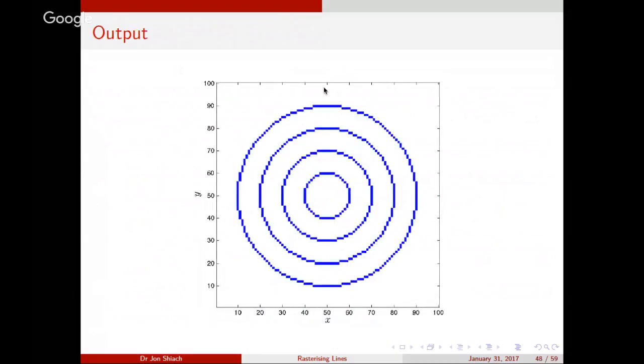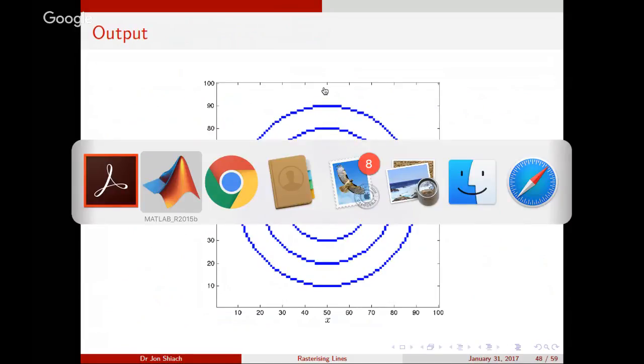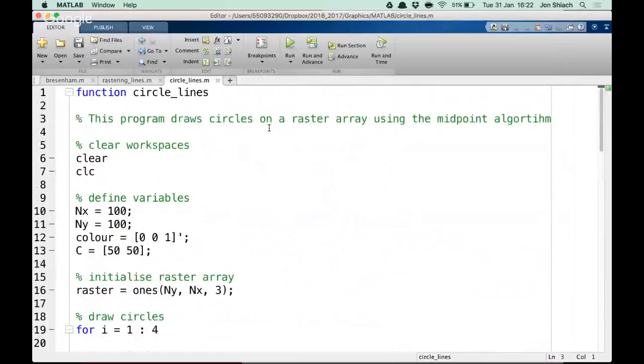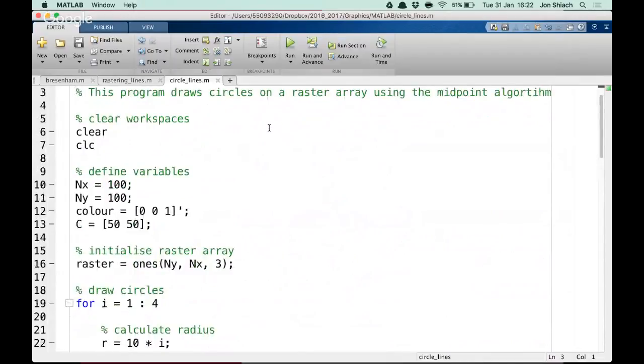Okay, there's the output. I just happened to draw 4 concentric circles. Just going to show you the MATLAB code for this. I'm not going to show you too much of it because it's part of your assignment. But this code draws the circles. So what I did there, my raster is mx by my. The color of my circle, I wanted it blue, so 0, 0, 1 is blue. And the center of the circle is at 50, 50.